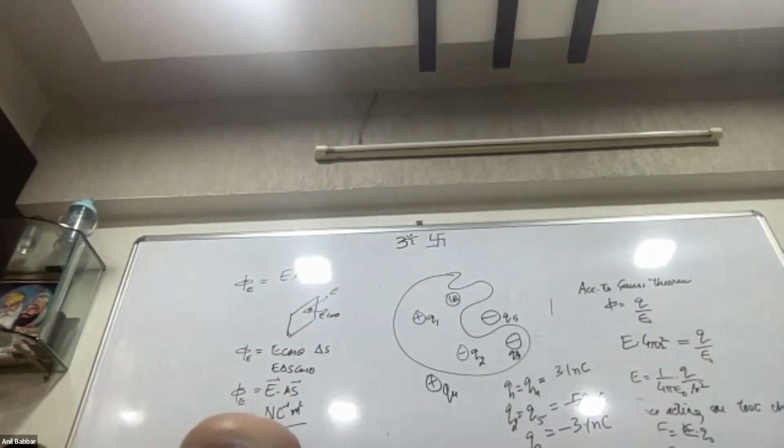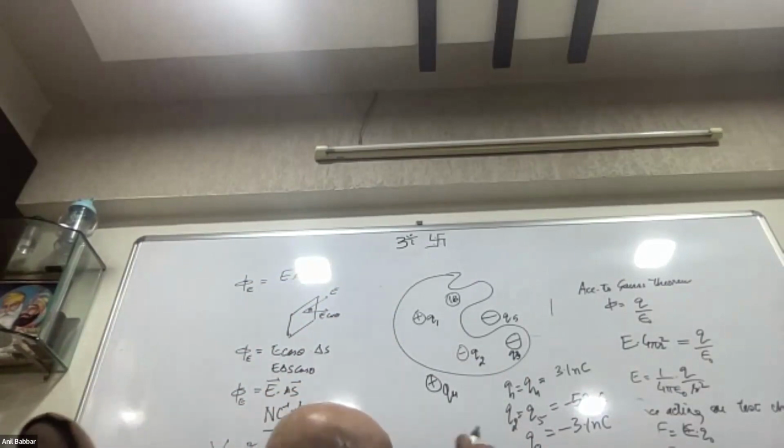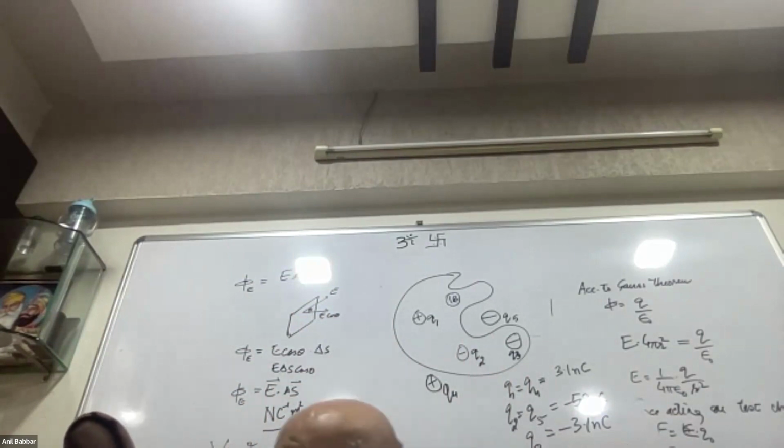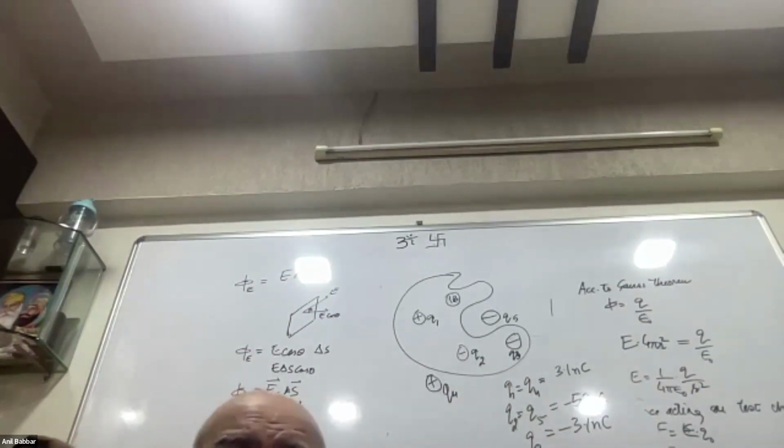So using Gauss theorem, we get flux is equal to Q, what Q? That is Q1 plus Q2 plus Q3. So this is Q by epsilon naught, or this is Q1 plus Q2 plus Q3 upon epsilon naught value, right? So Q1 is given 3.19 nanocoulomb, Q2 is given minus 5.9, and Q3 is given minus 3.1.